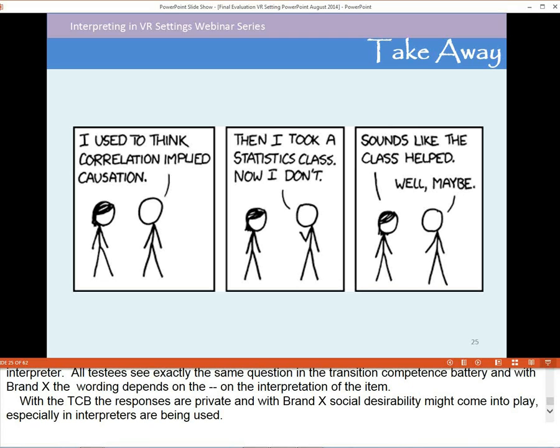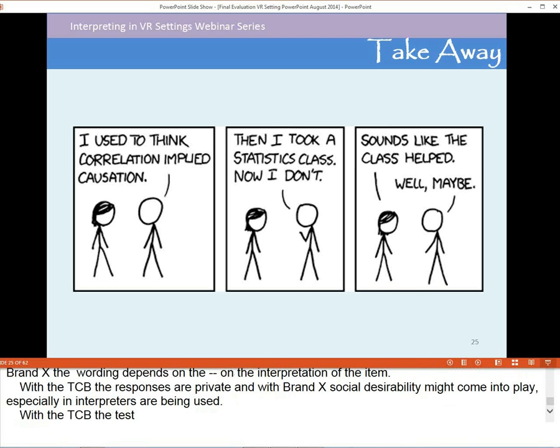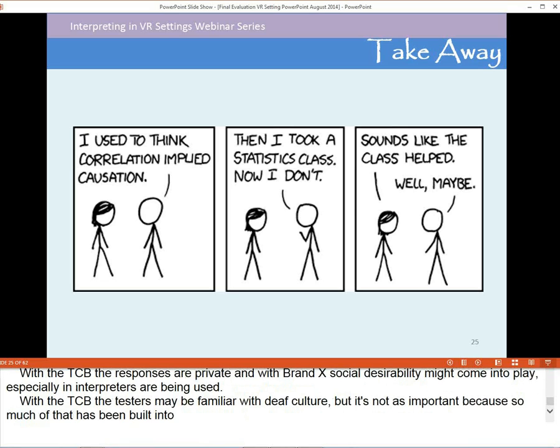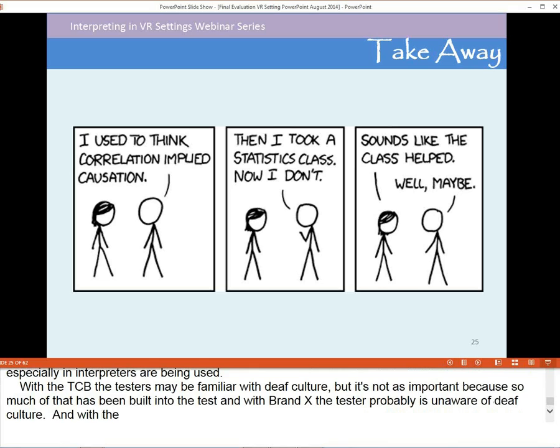With the TCB, the testers may be familiar with deaf culture, but it's not as important because so much of that has been built into the test. And with Brand X, the tester probably is unaware of deaf culture. And with the TCB, you could compare the test score with the national norm, and with Brand X, you absolutely could not.